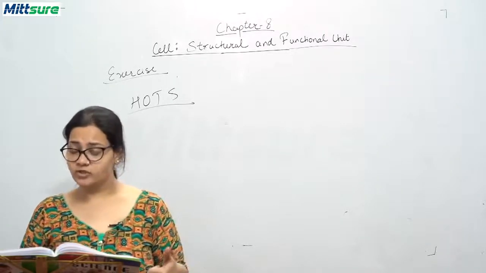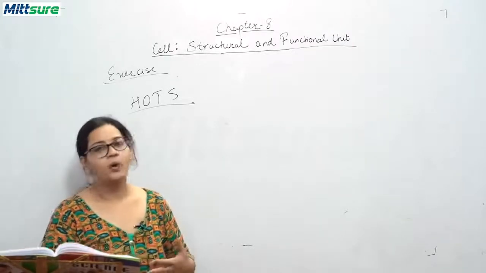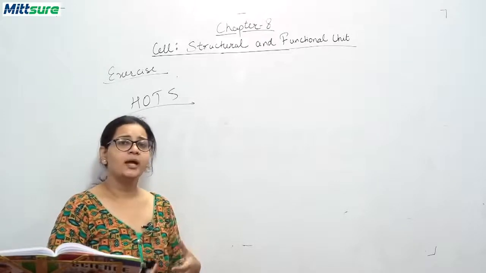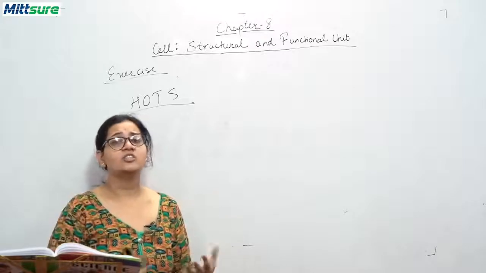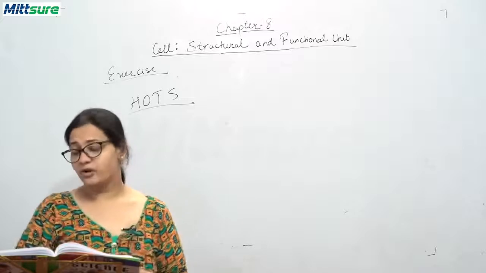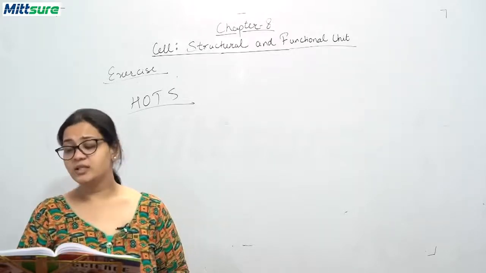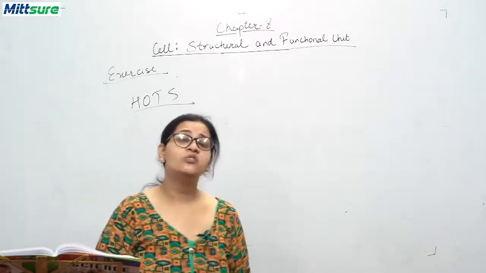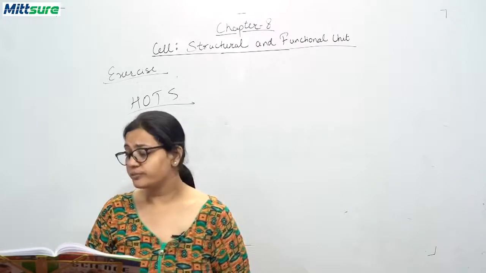The second question is, why do plants need a cell wall? You just have to write down that this protects the plant from the external harsh environmental effects. The third question is, why in blood transfusion is blood drawn from a vein rather than an artery? You have to write why the blood is drawn from the vein, not from an artery.